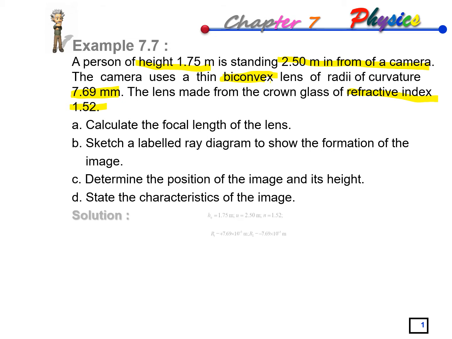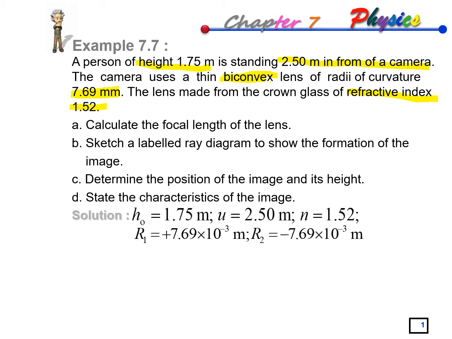Now the information given: we have height of object, HO 1.75 meter. Then object distance U 2.5, from the question. Refractive index of the medium, glass. Since we have a biconvex lens, the first radius will be positive. If you look at the biconvex, the shape will be like this. It will be convex on both sides.